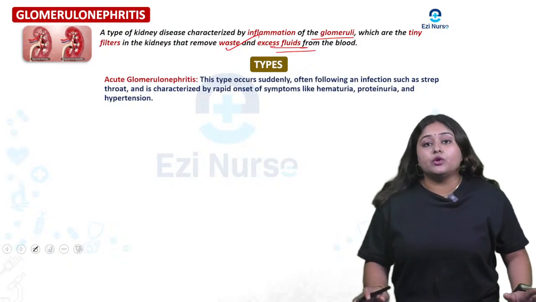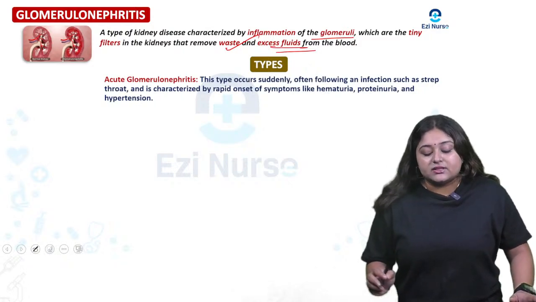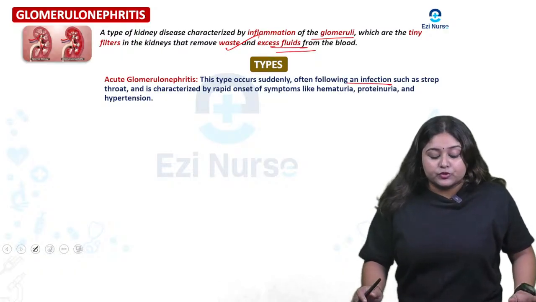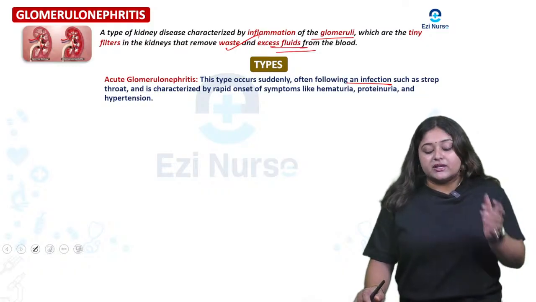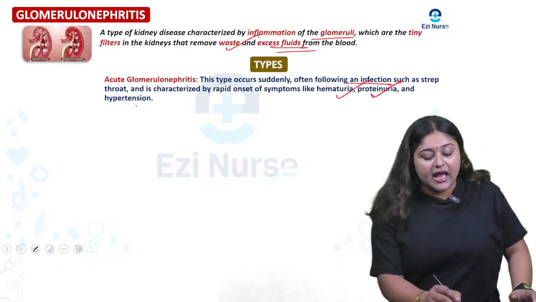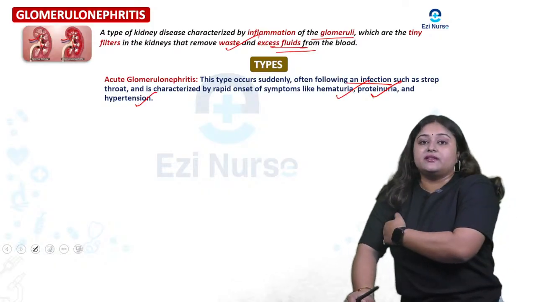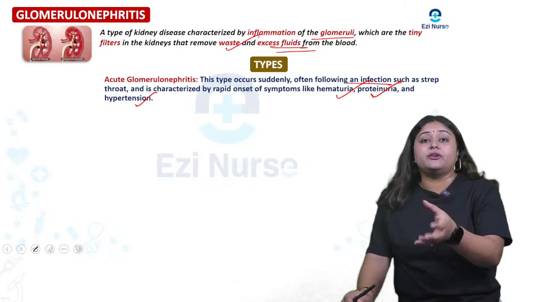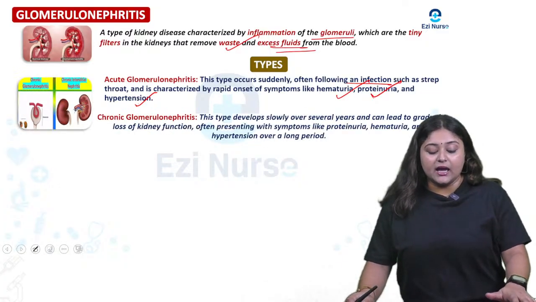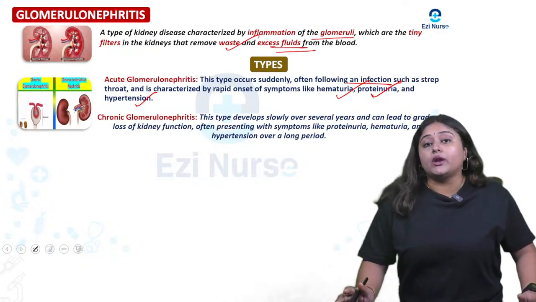First is acute glomerulonephritis. This type occurs suddenly, often following an infection such as strep throat, and it's characterized by rapid onset of symptoms like hematuria, proteinuria, and hypertension. Hematuria means blood in urine, proteinuria is when protein is excreted through the urine, and hypertension is high blood pressure. Now come to chronic glomerulonephritis.